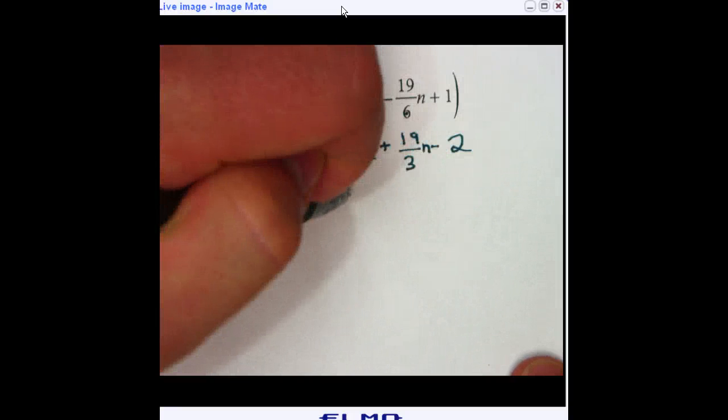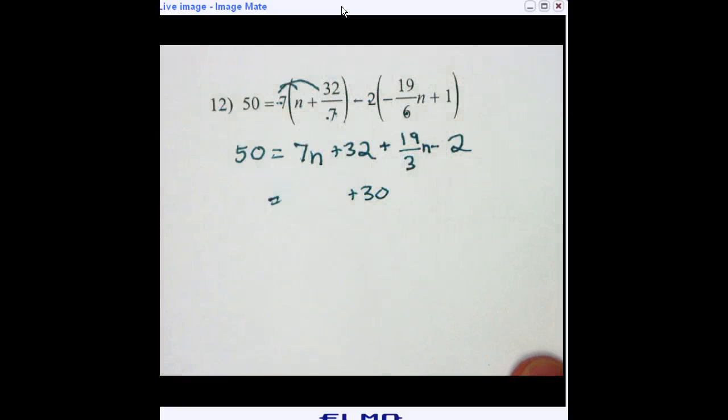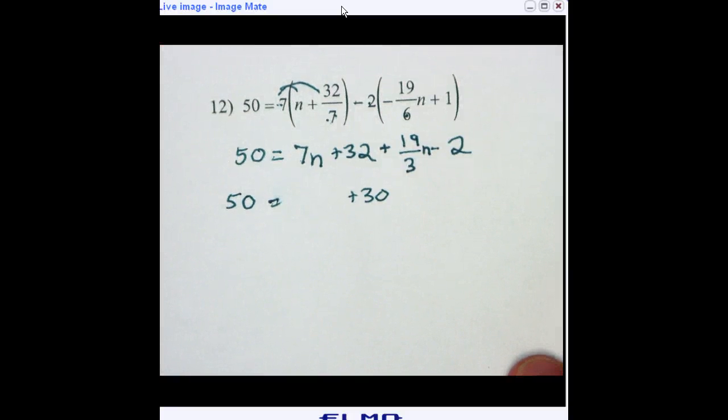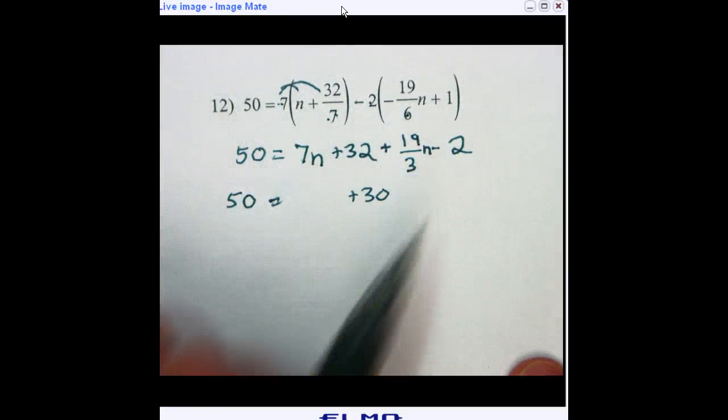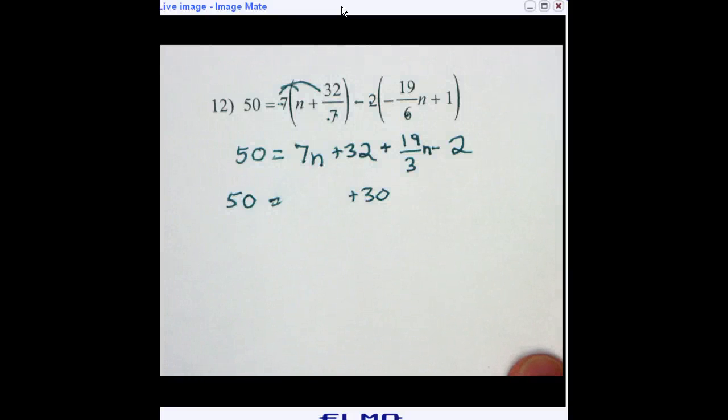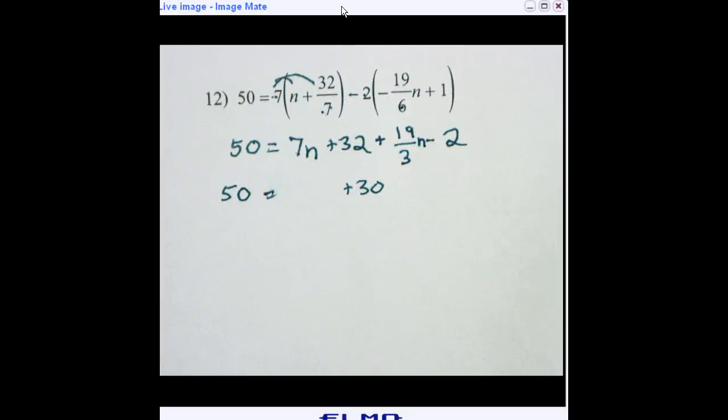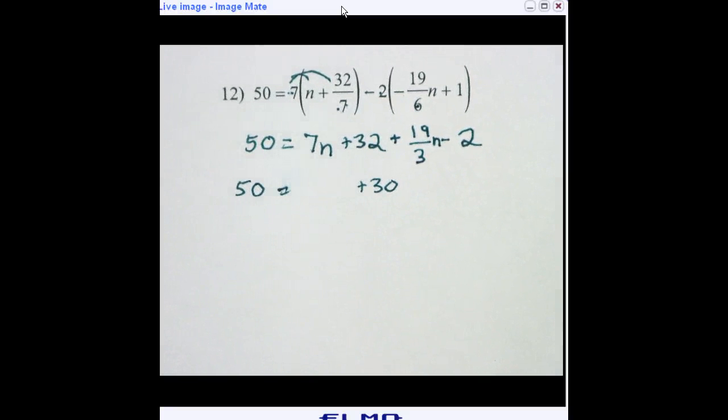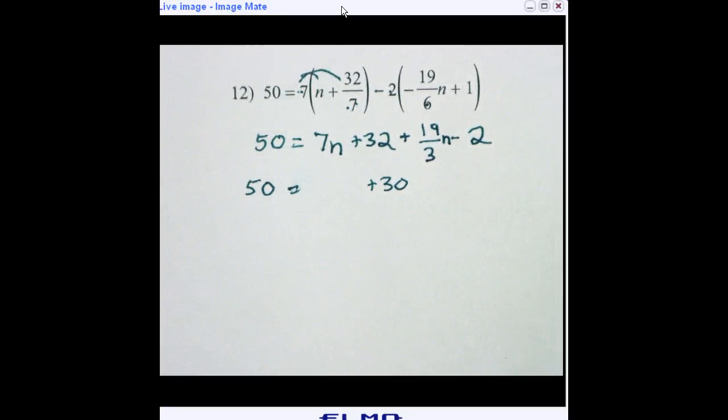32 minus 2, so that's going to be plus 30. And then you just have to go ahead and solve. Okay. You have to figure out what 7 plus 19 over 3 is. Or if you have the right calculator, you just plug it in. If you have a calculator but you don't know how to use it, just let me know and I can show you what buttons to push, and it'll be fine.